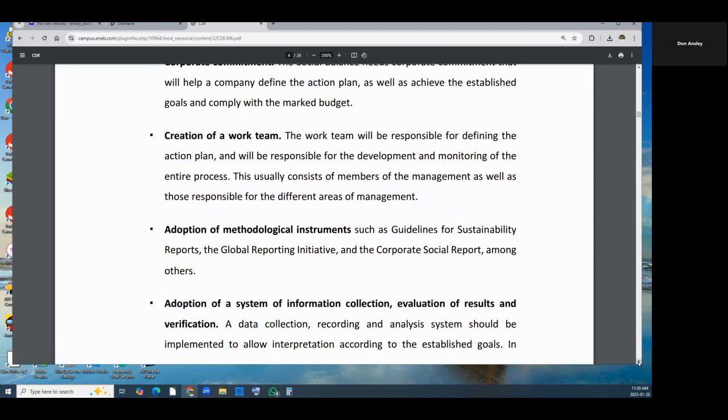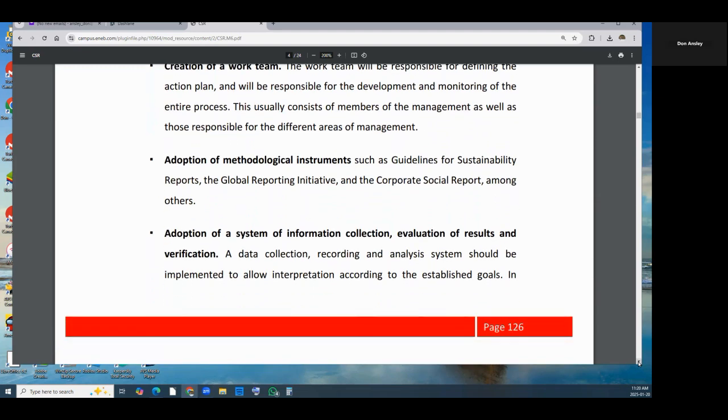The work team will be responsible for defining the action plan and will be responsible for the development and monitoring of the entire system. This usually consists of members of the management as well as those responsible for the different areas of management. Adoption of methodological instruments such as guidelines for sustainability reports, the Global Reporting Initiative, and the Corporate Social Report, among others. Adoption of a system of information collection, evaluation of results, and verification.